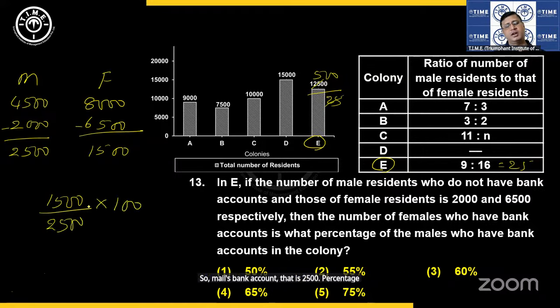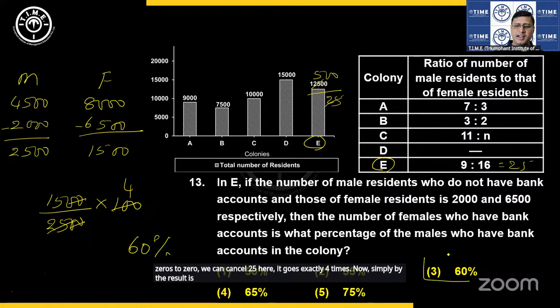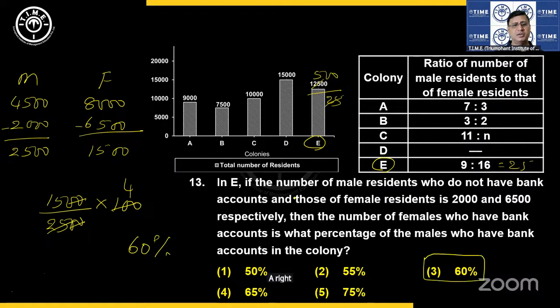Percentage means into 100. Zeros cancel, we can cancel 25 here. It goes exactly 4 times. Now simplify. The result is 60%. Right choice, option number 3. Third choice is the right answer. Option 3 is the answer for this question.